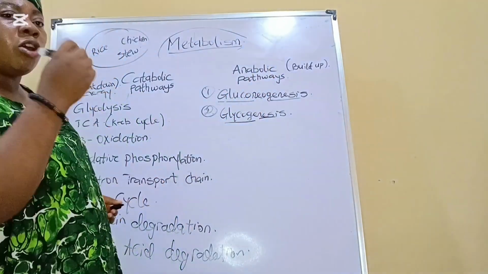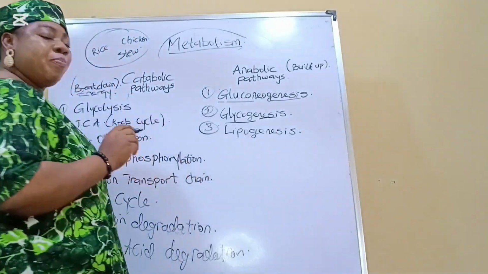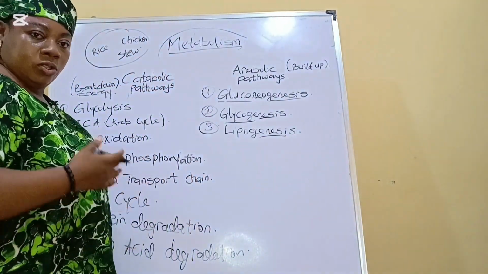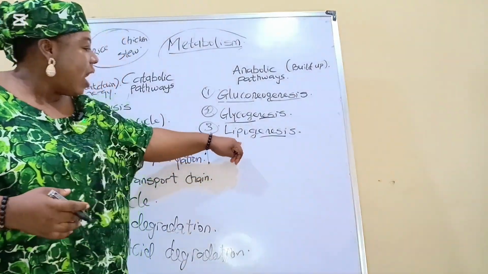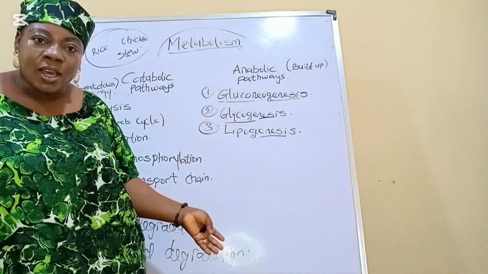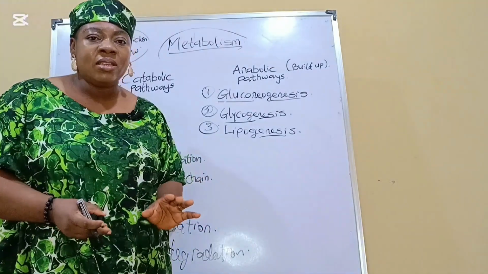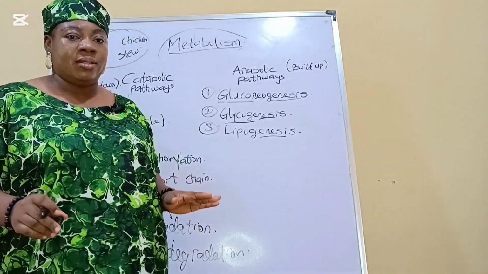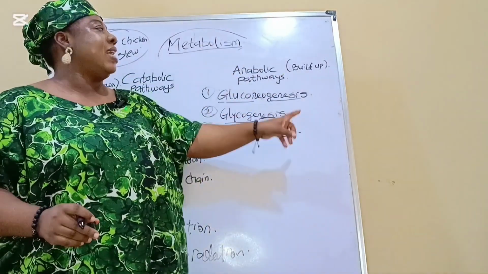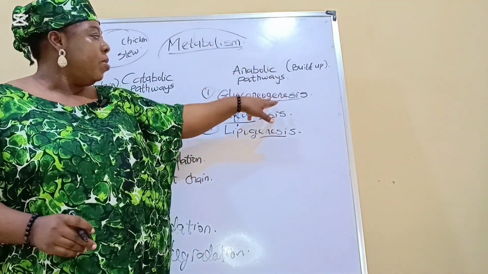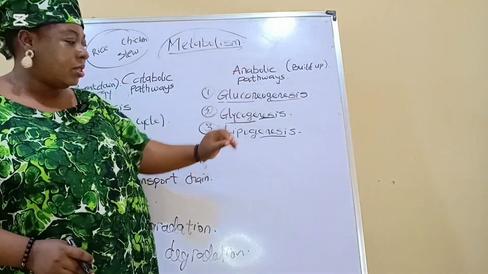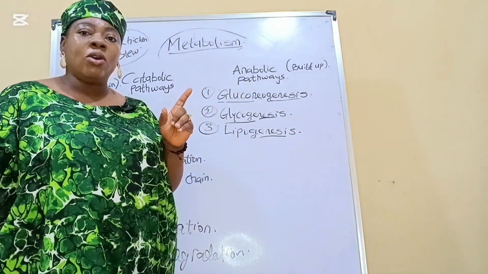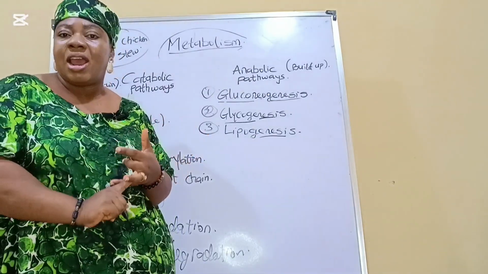Now let's move on. The third example, lipogenesis. Let's break it down. Genesis, creation. You want to create lipids. So lipogenesis means the synthesis of fatty acids and triglycerides. So that is the product we are getting from here. From gluconeogenesis we are getting glucose from non-glucose sources. From glycogenesis you get glycogen for storage. Here you are getting fatty acid and triglyceride.